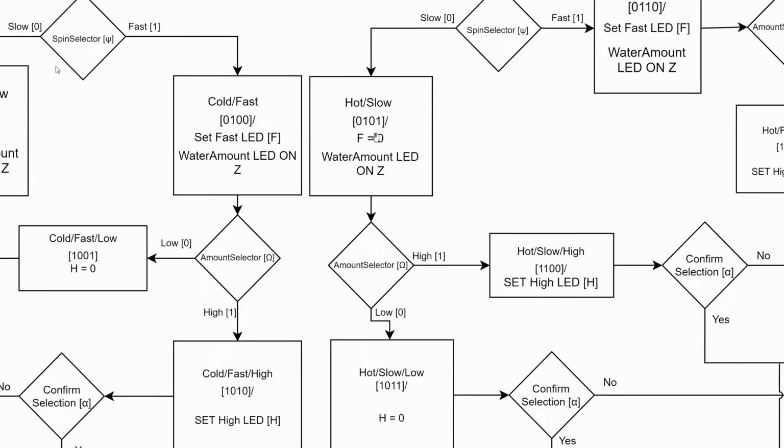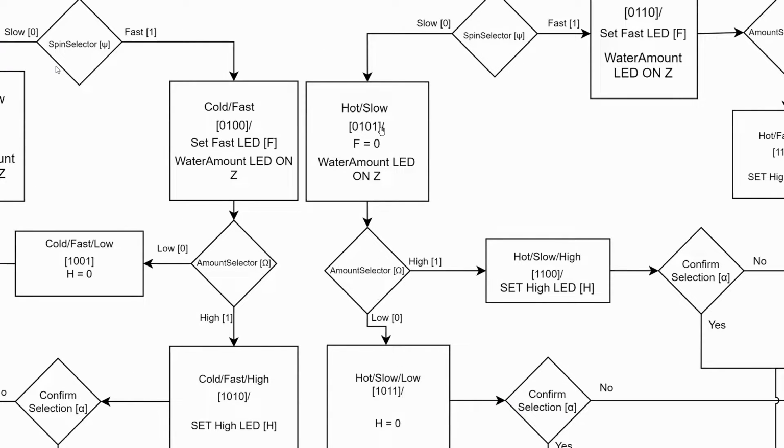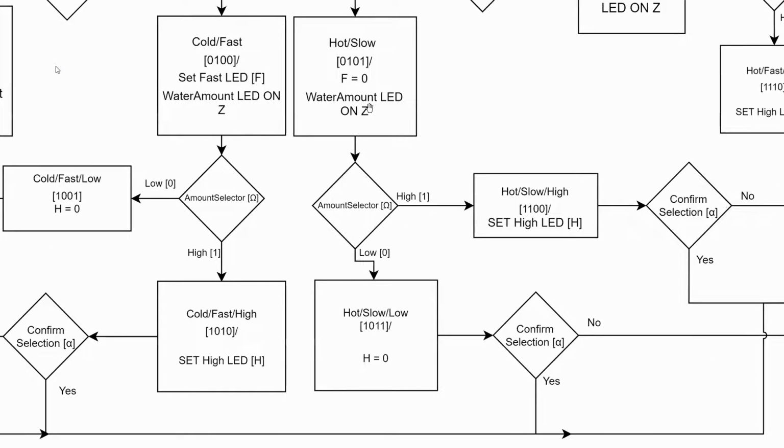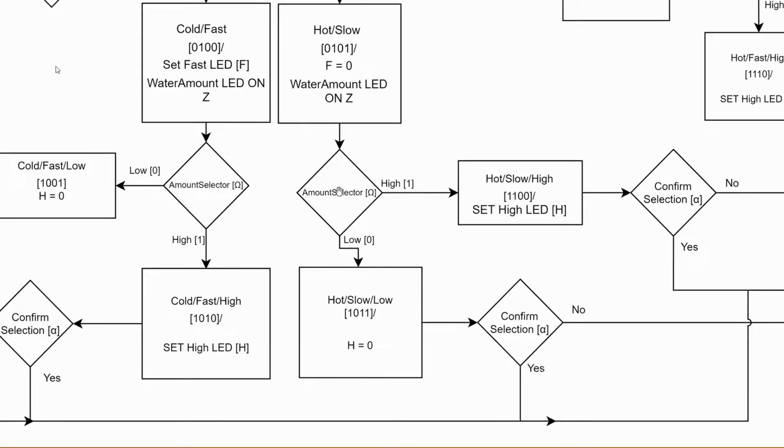F equals 0 would be, these LEDs would also be connected to flip-flops. One of them would be on Q, the other Q not. So by default, cold water, slow speed, and also low spin would be all on by default, but you know, they'll be changing it. So now the water amount LED is on, and now they could either choose high or low.